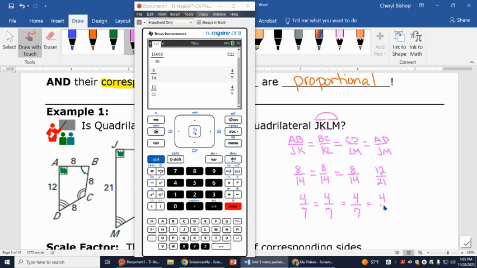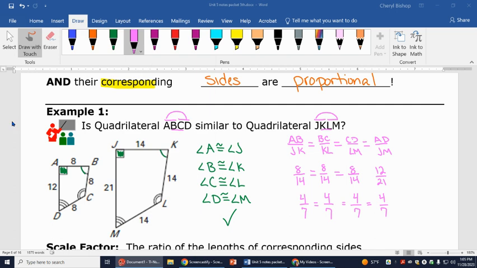So even though it's different numbers, they reduce to the same thing. We say yes, they are proportional. Okay, so my angles are all the same. My sides are all proportional. So when it says, is quadrilateral ABCD similar to quadrilateral JKLM, my answer is yes.